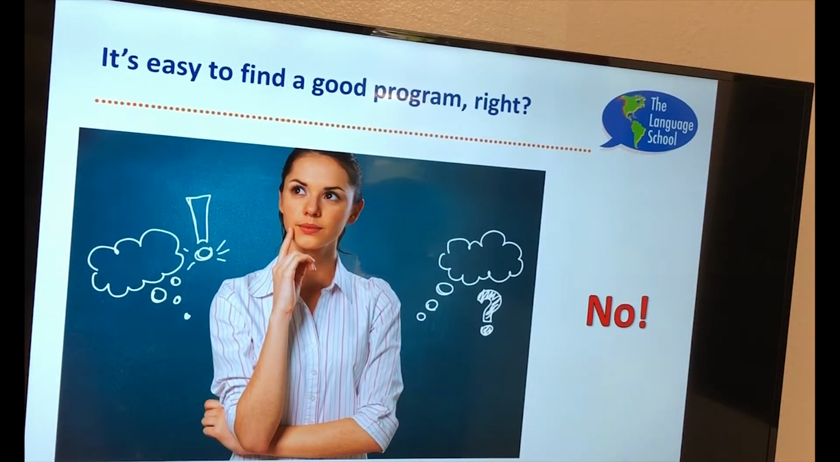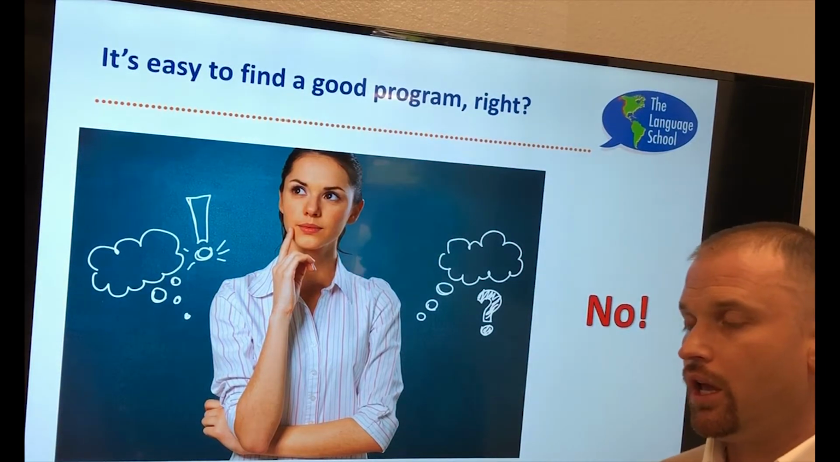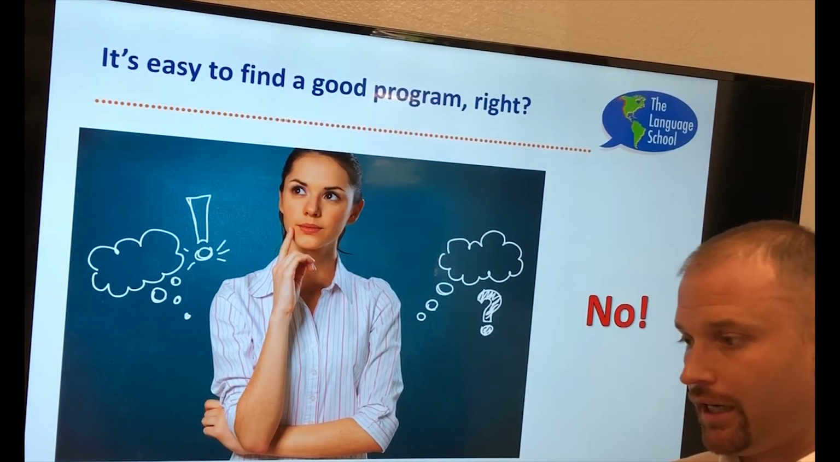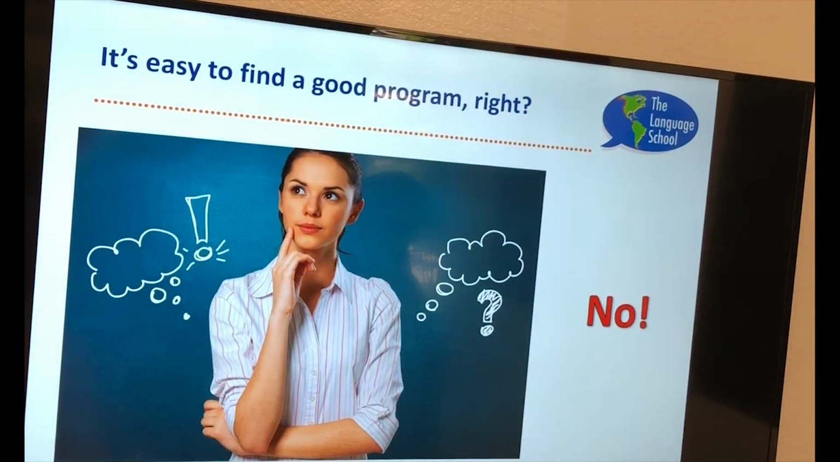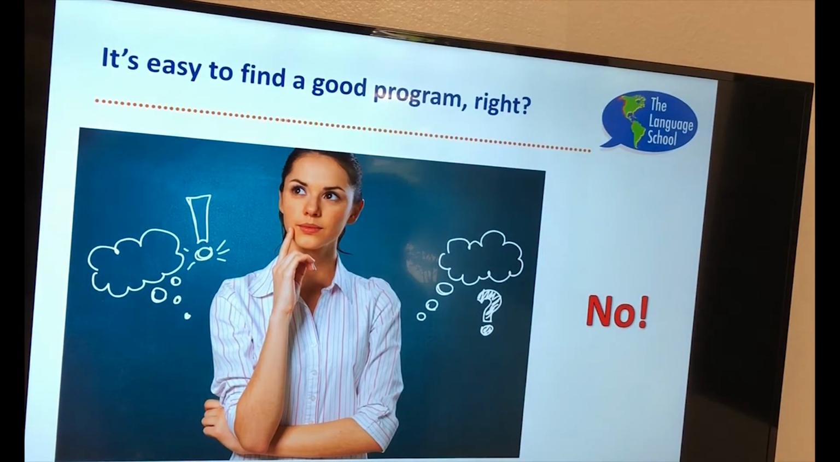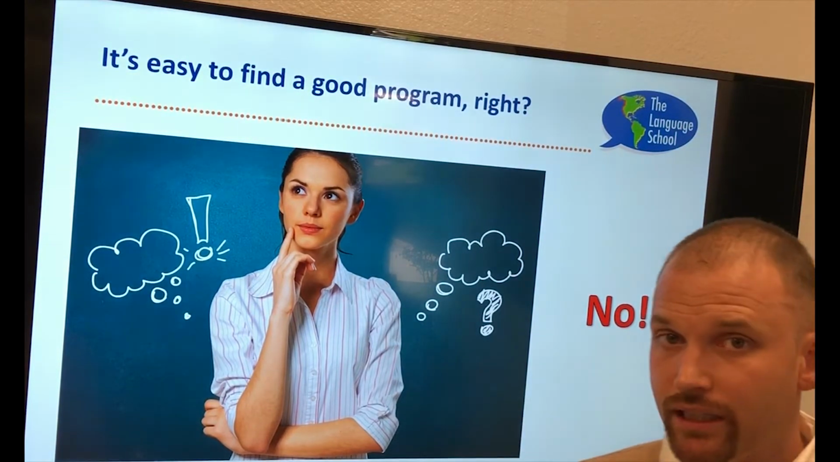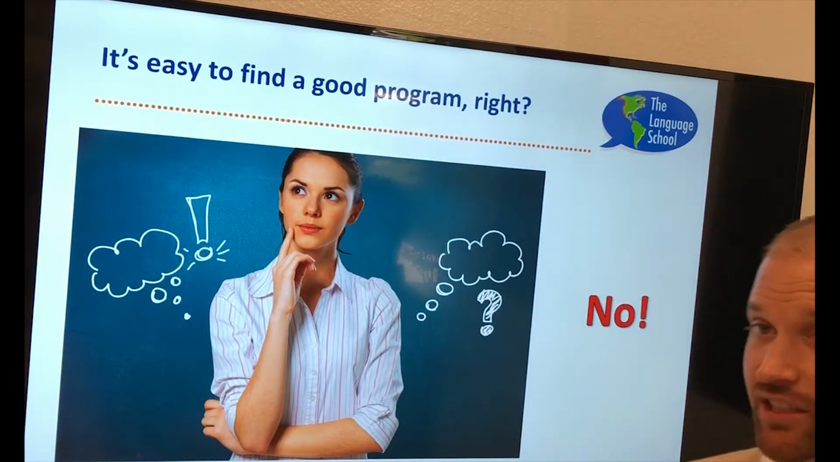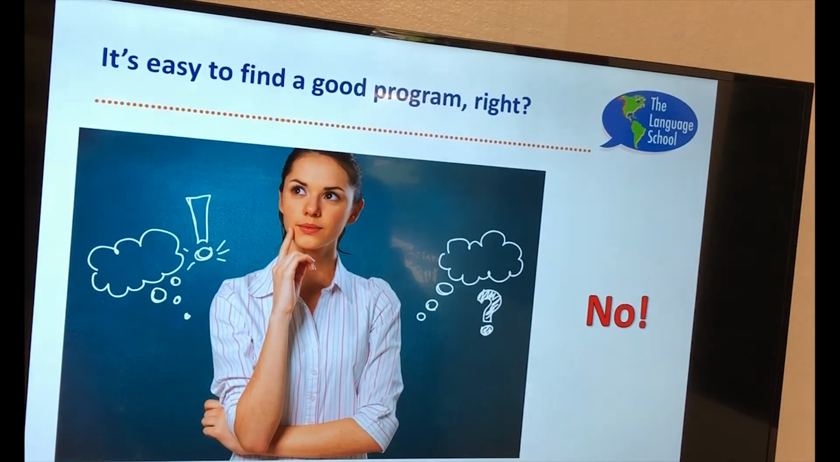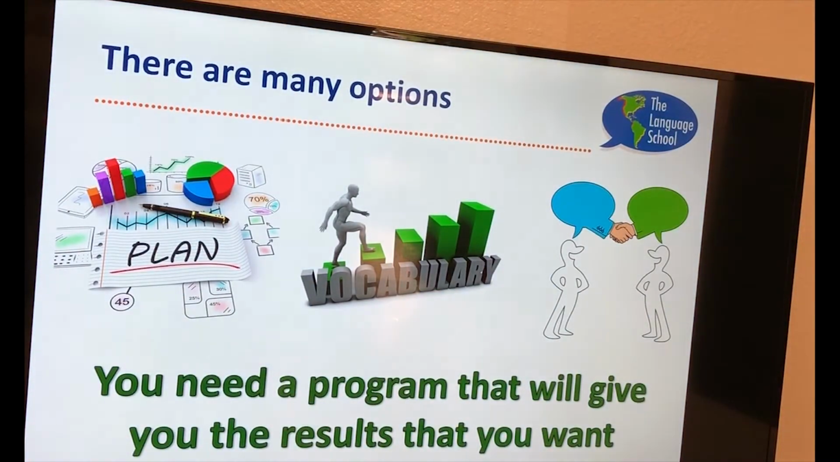Now, you would think with the long history behind the Spanish language, as well as its influence here in the United States and all the great reasons for learning how to speak Spanish, it should be relatively easy to find a good program, right? Unfortunately, the answer to that is no. It is not actually very easy to find a program. There are so many different options out there to learn how to speak Spanish.